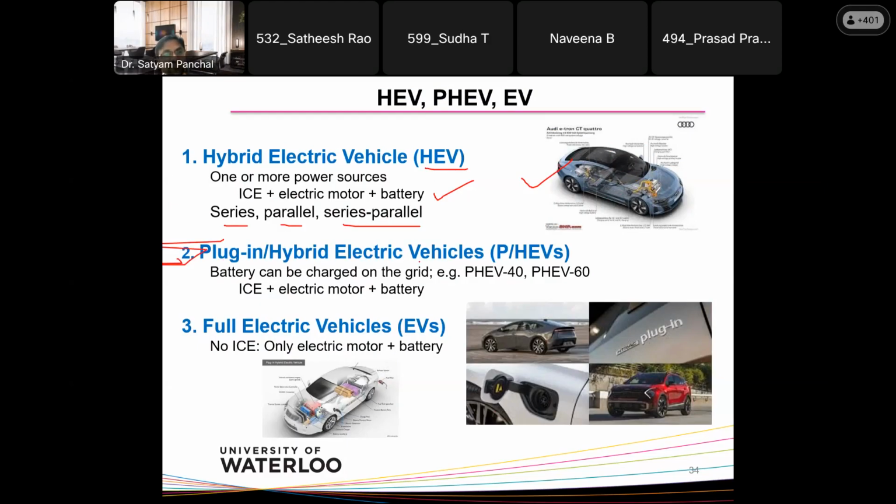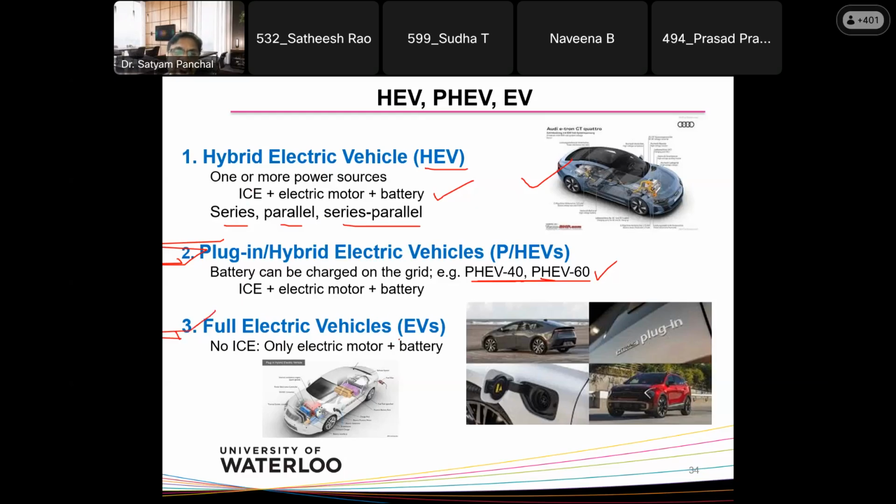The second one is the PHEV, known as the plug-in hybrid electric vehicle. It is a type of hybrid electric vehicle, but it has different ranges. So let's say PHEV 40 and PHEV 60. PHEV 40 means 40 miles, PHEV 60 means 60 miles, so around 80-85 kilometers, or let's say 100 kilometers. If you want to drive only within the Pune region, you can use the PHEV 100, and if you want to go outside Pune, you can use the gasoline or petrol mode also. So the plug-in hybrid is part of hybrid electric vehicles, but it has different ranges. Depending on your requirement, you can design your PHEV.